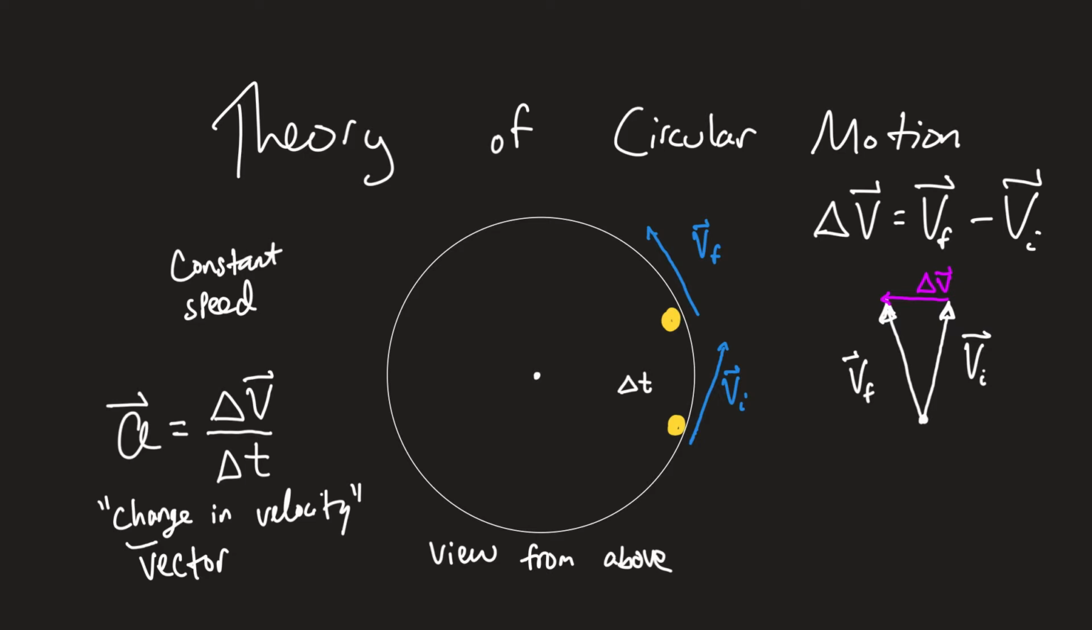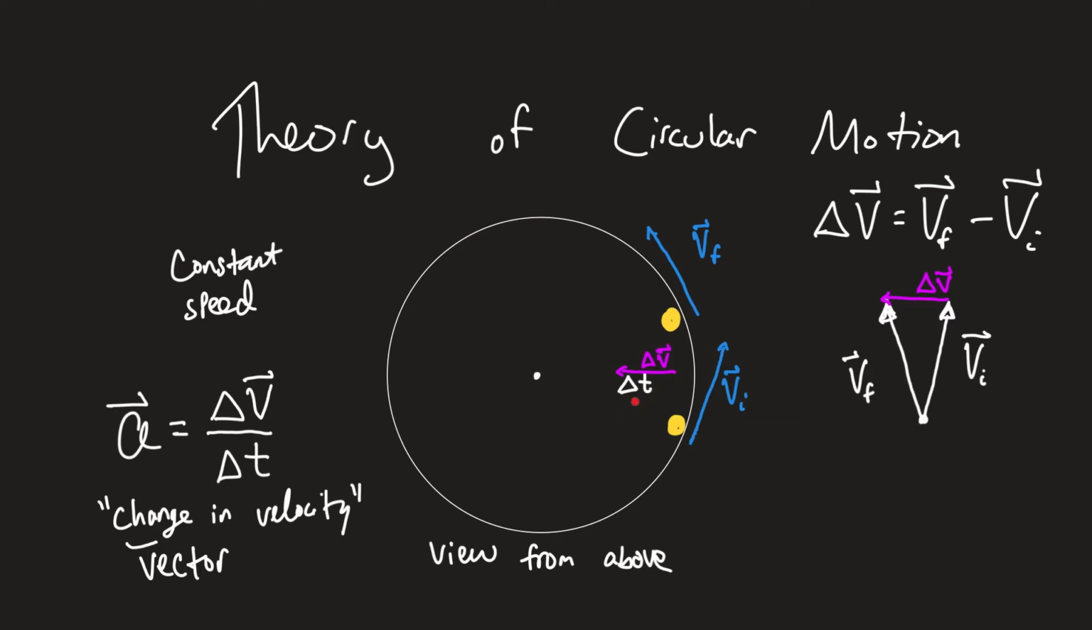Just simple vector subtraction. So you can see now we've constructed it, and it points to the left, but a better way to talk about that would be that it points inwards like this. So I'll label this as delta V. Okay.